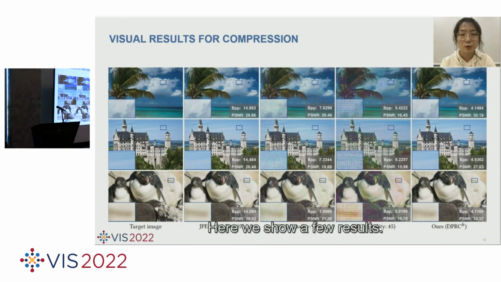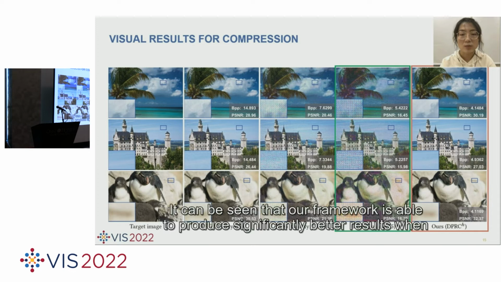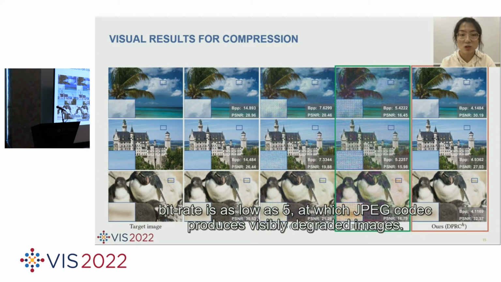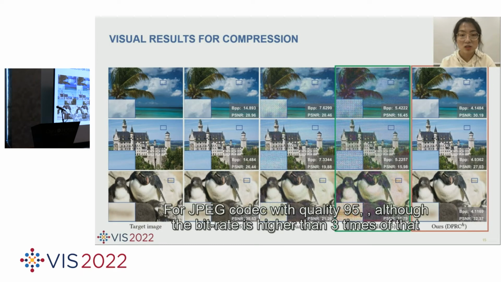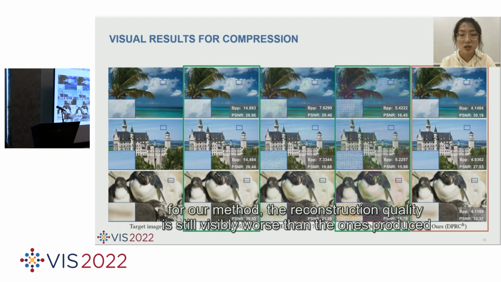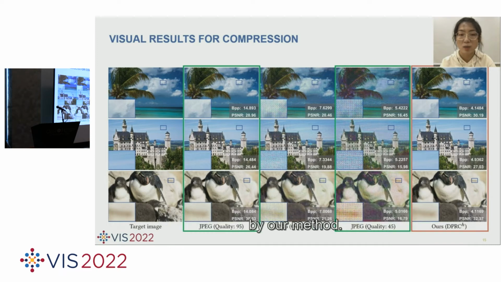Here we show a few results. It can be seen that our framework is able to produce significantly better results when the bit rate is as low as 5, at which the JPEG codec produces visibly degraded images. For the JPEG codec with quality 95, although the bit rate is more than 3 times that of our method, the reconstruction quality is still visibly worse than the ones produced by our method.